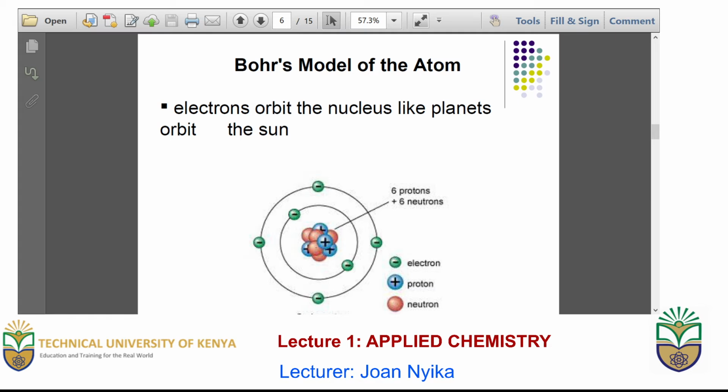Remember, when we were defining an atom, we saw that it cannot be divided further, and this is a result of the attraction between the positive nucleus that consists of protons and the orbits that consist of negatively charged electrons.